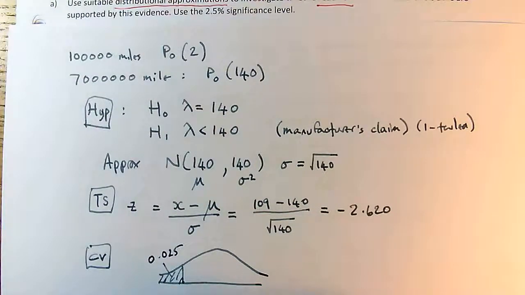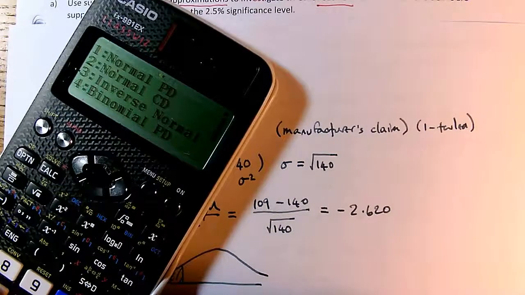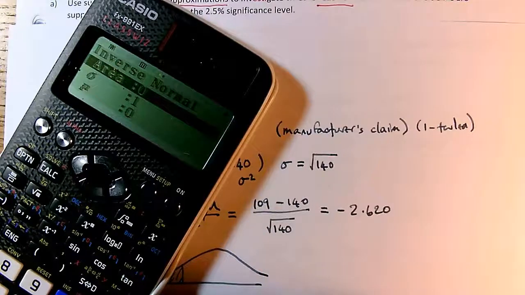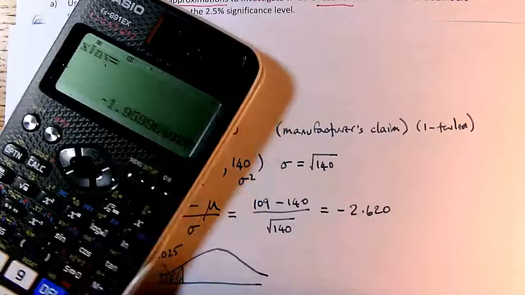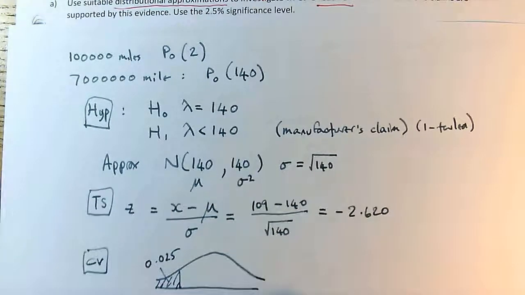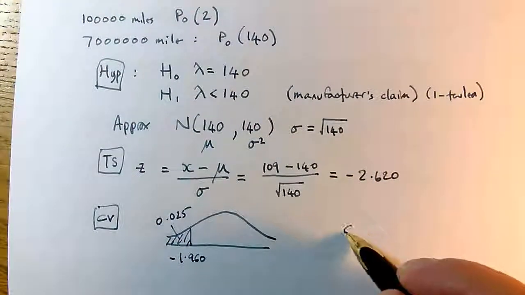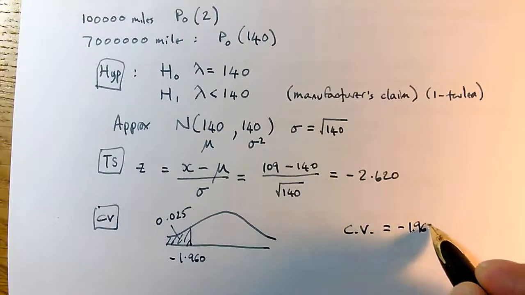So in my distribution mode, once again, I need to go into inverse normal. So that's 3, and I need to enter 0.025, and I'm expecting a negative z. Do I get a negative z? Yes, I do. It's minus 1.960, and there is my diagram for my critical value. I need to state critical value equals minus 1.960.